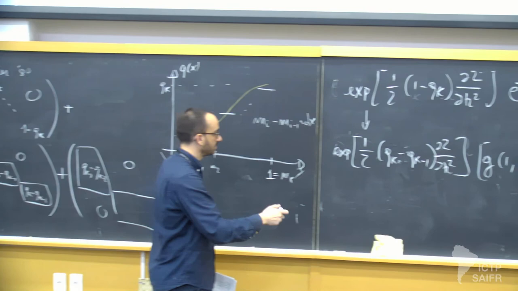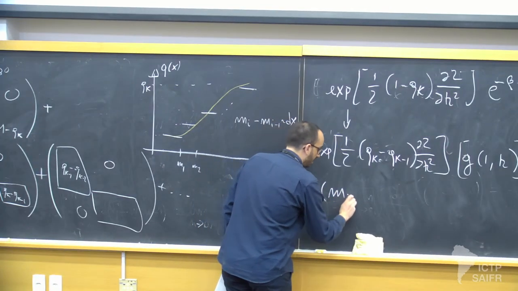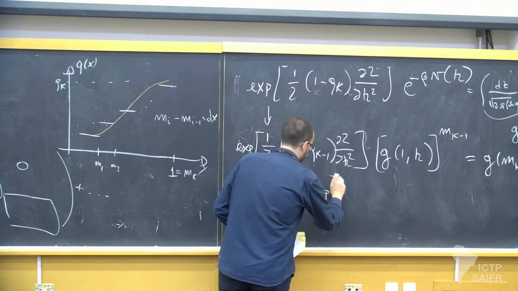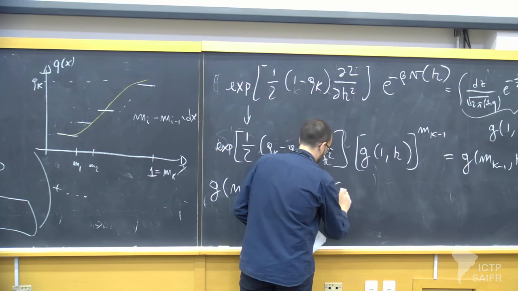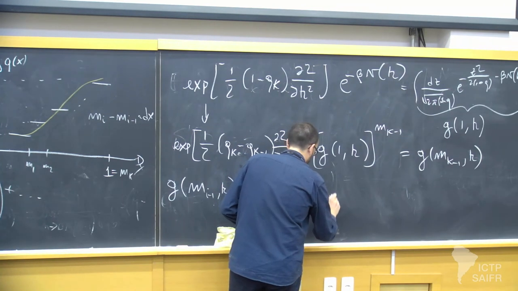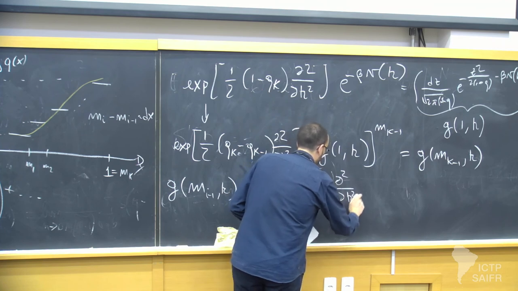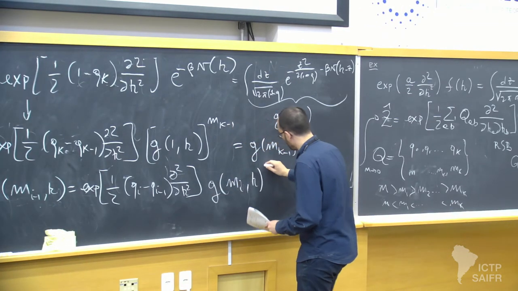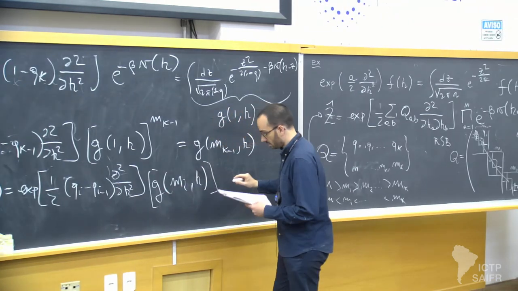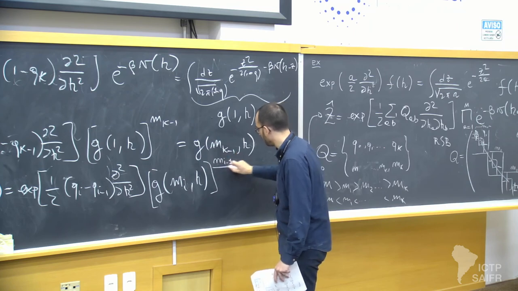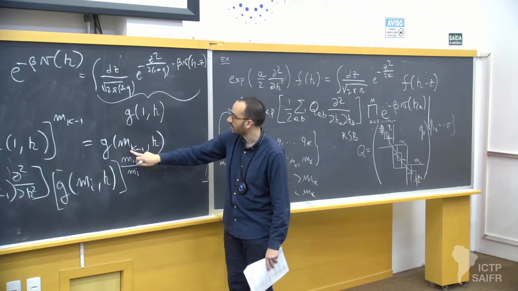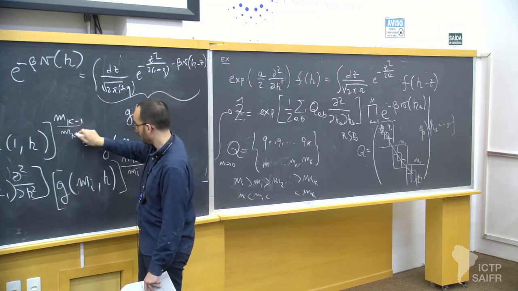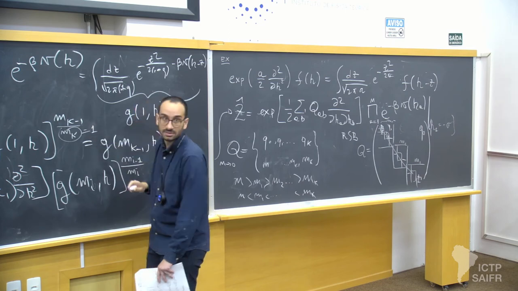And then I can go on, and I have some g of m_{i-1} and h that will be the exponential of, now I don't have to make a mess. So this is to the power m_{i-1} divided by m_i. You remember that here we had this to the power m_{k-1}, but actually this is m_{k-1} divided by m_k, but m_k is equal to 1 with my definition.